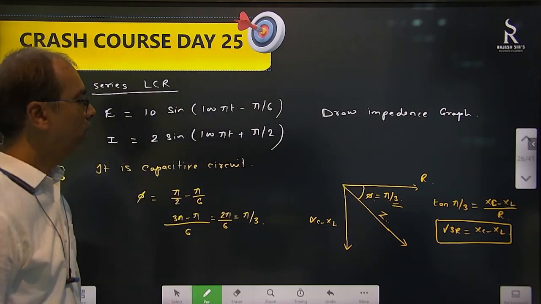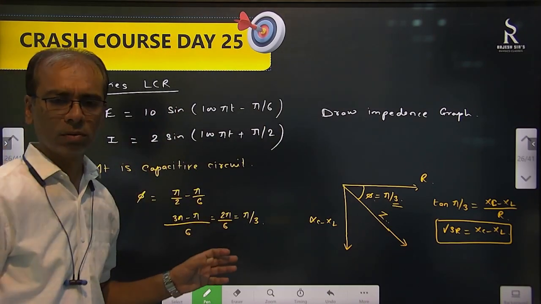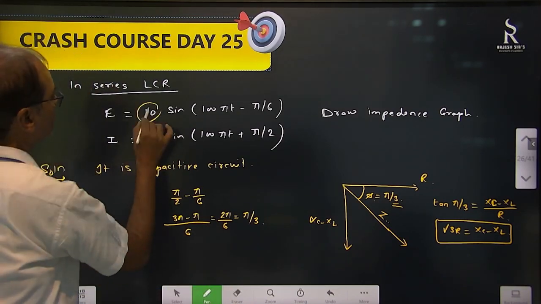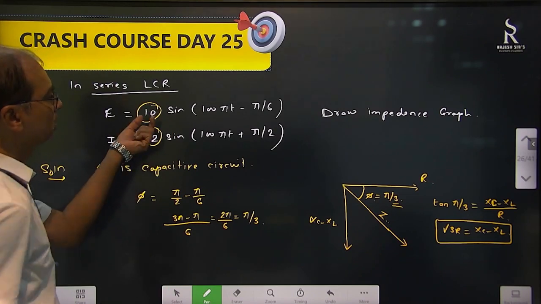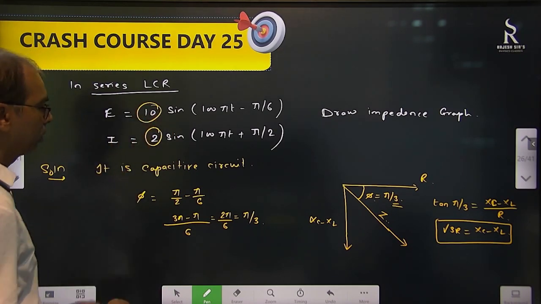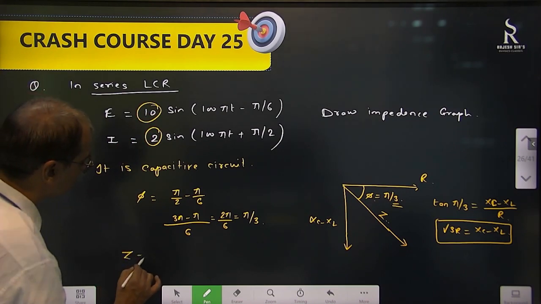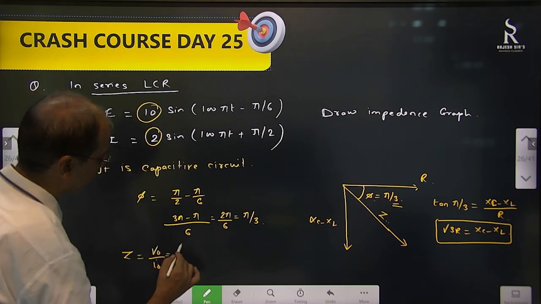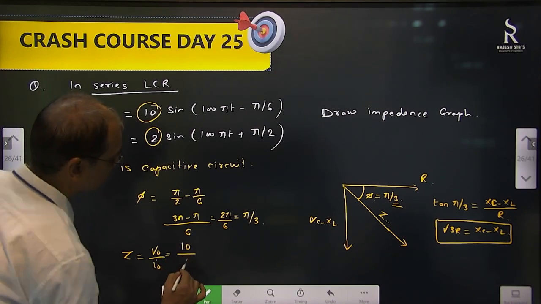Okay, now what should we do? Shall we find Z value? Can we find Z? Yes, we can find Z. Why and how? Because this is given, no? This is V naught value and this is I naught value in this circuit. So Z value we know, it is V naught by I naught. V naught value is 10 and this is 2. So this is 5 ohm.